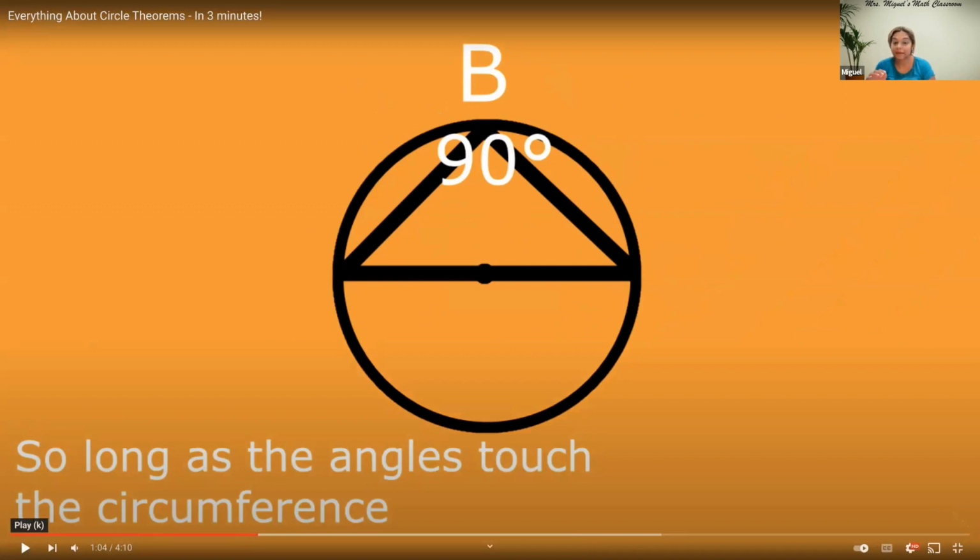So from the time the question tells you one side of the triangle is the diameter, automatically it is supposed to click. We're looking for 90 degrees.